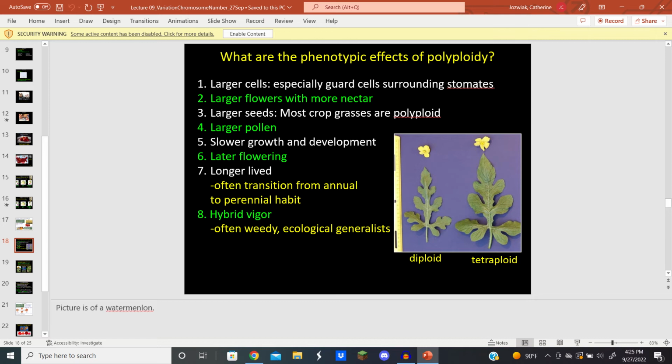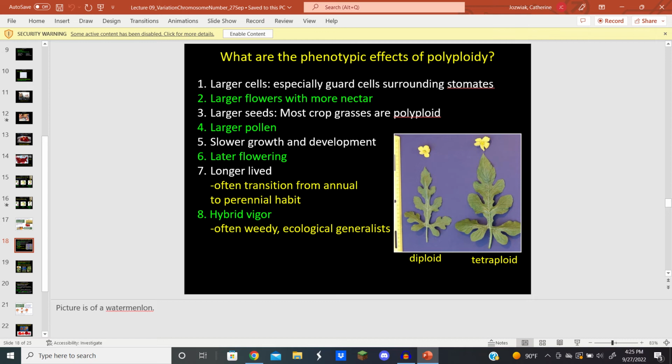They also tend to have slower growth and development, and it's sort of interesting because a lot of times, and I'll just say it now, if you have a polyploid whose diploid ancestor was annual, it'll become perennial, right? Which means that it will overwinter as rootstock or something like that. So that means that they tend to be also longer lived.